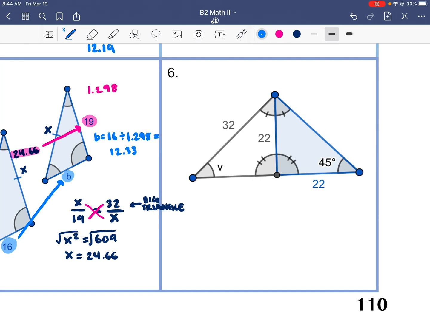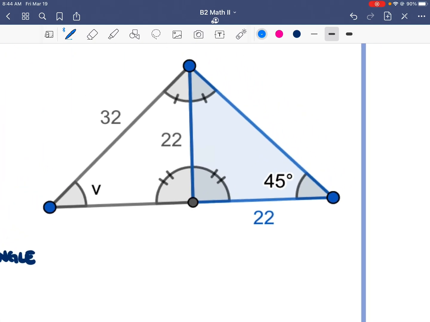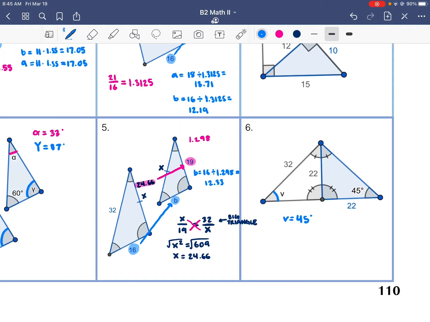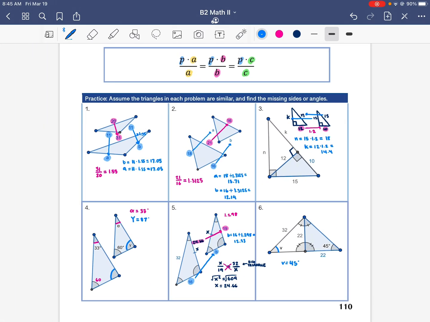So one more here. We have two triangles that are similar, but they're back to back. And we're wondering what this angle is here. So notice on the other triangle we have a matching angle here and here, and a matching angle here and here. And so this angle should also be matching that angle. So not too bad. V is just 45. And that's all we're looking for. We're not looking for side lengths. So yeah.